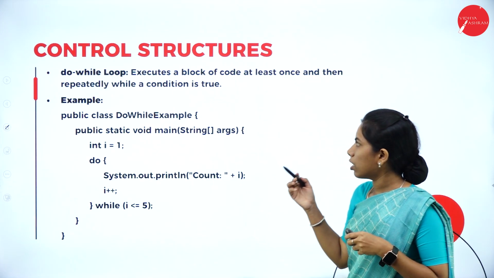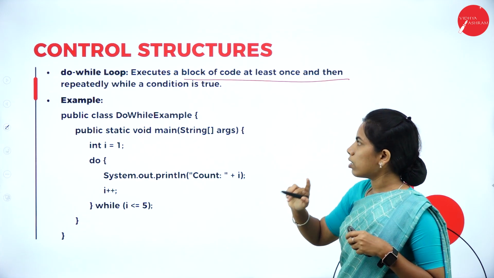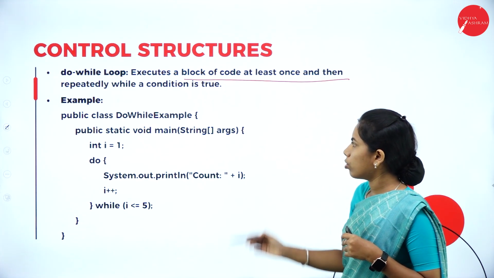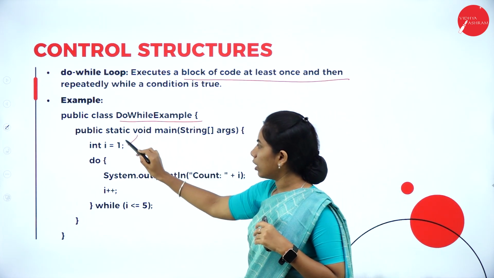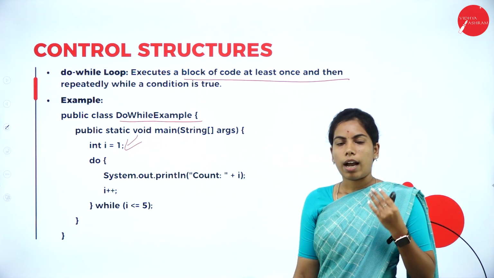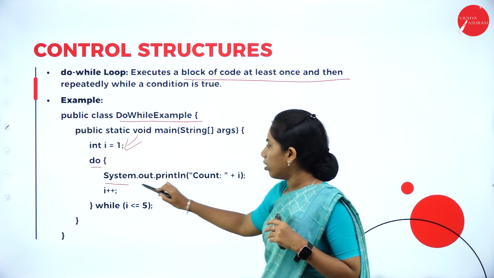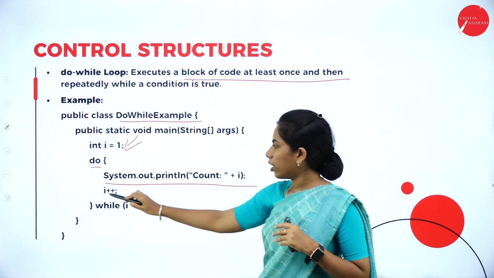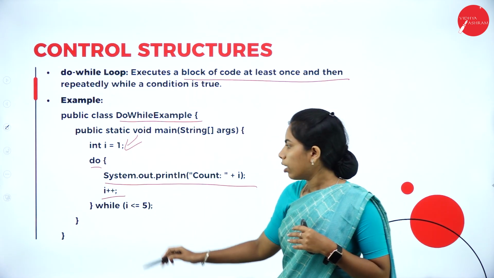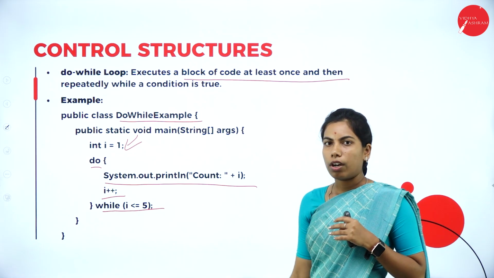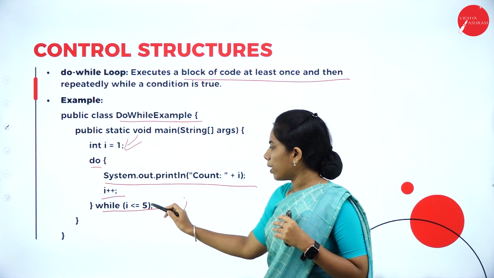So let's see the do while loop. It executes a block of code at least once, then repeatedly while the condition is true. See the example: call the main function, and inside that we have to use a do loop here. First the do block prints one statement and increments. Then we apply the condition, and we have to put a semicolon here. Why? Because the loop ends here.